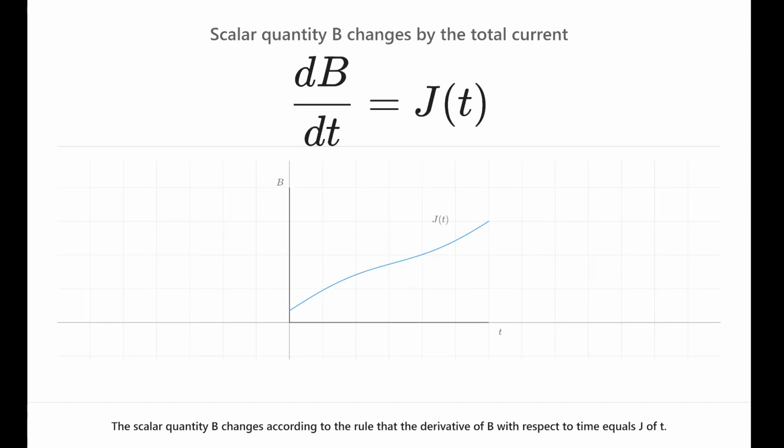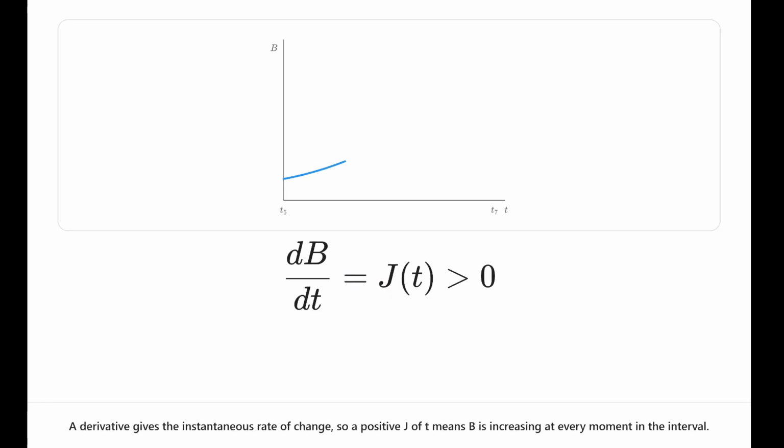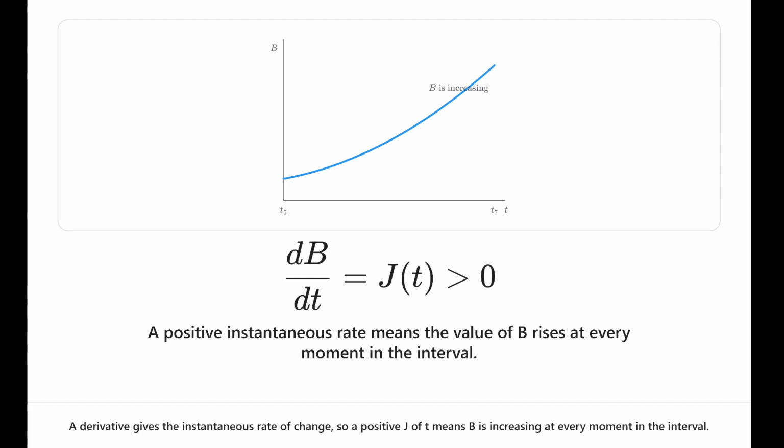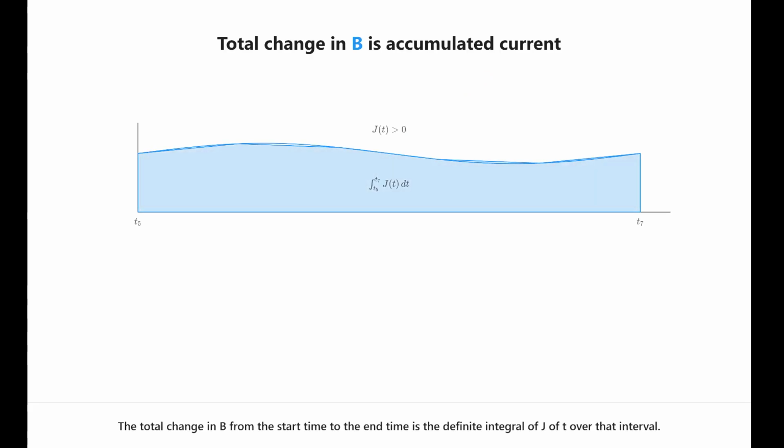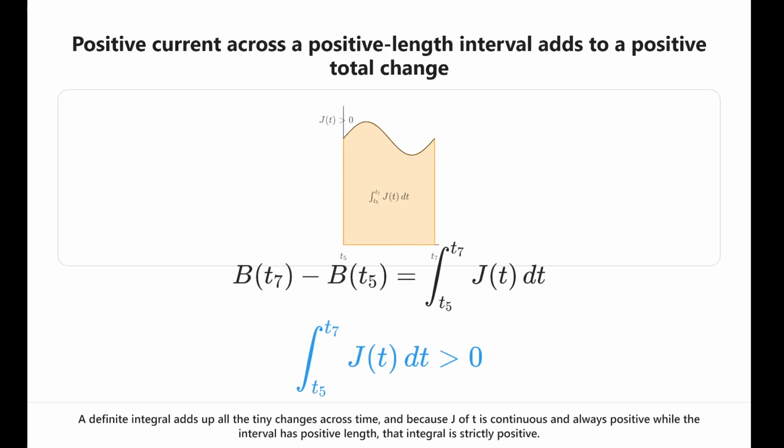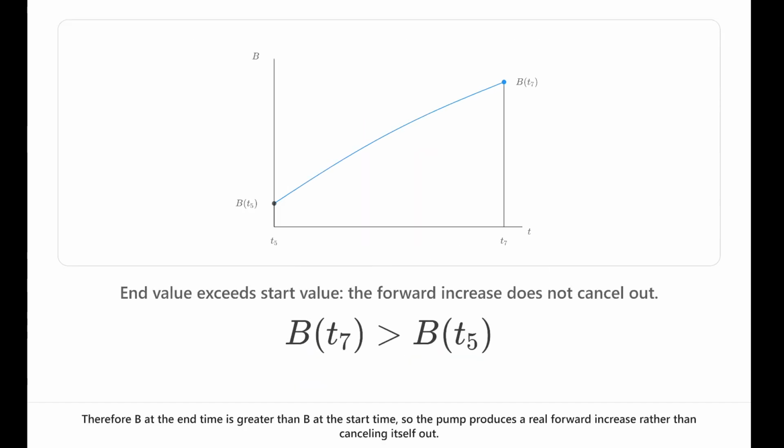The scalar quantity B changes according to the rule that the derivative of B with respect to time equals J of t. A derivative gives the instantaneous rate of change, so a positive J of t means B is increasing at every moment in the interval. The total change in B from the start time to the end time is the definite integral of J of t over that interval. A definite integral adds up all the tiny changes across time, and because J of t is continuous and always positive while the interval has positive length, that integral is strictly positive. Therefore, B at the end time is greater than B at the start time, so the pump produces a real forward increase rather than canceling itself out.